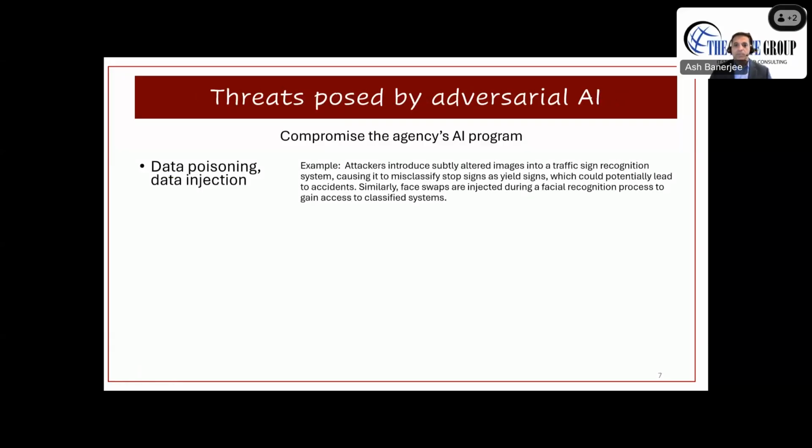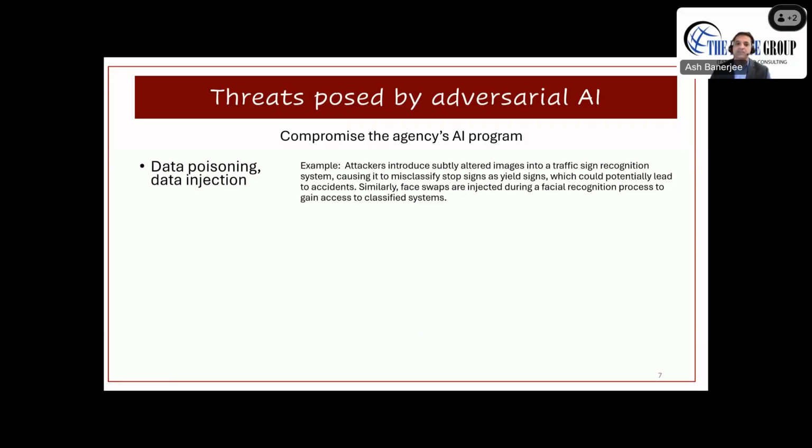Thank you, Rupa. So talking about threats, threats posed to compromise the agency's AI programs are primarily coming from external sources, whether it's external prompts, external commands. The very first one, and one of the most severe ones that we have faced, is data poisoning.